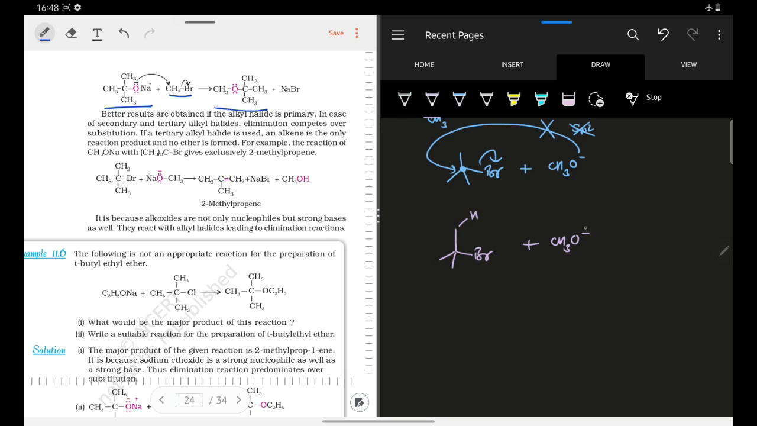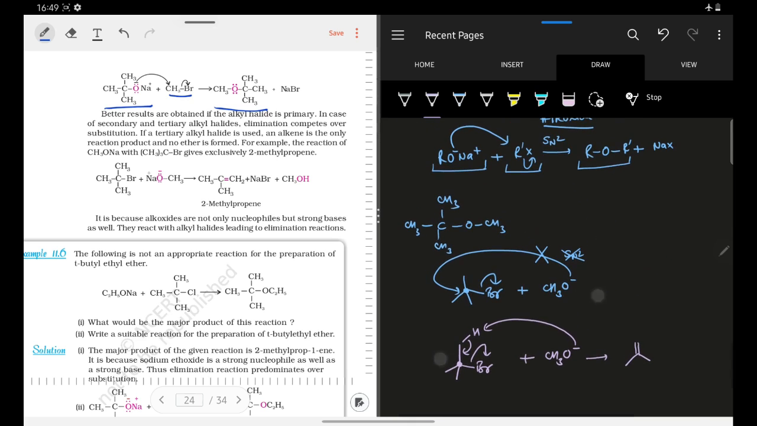What will this methoxide ion do? Instead of attacking the carbon atom, which is very hindered, it will easily abstract this proton, and this will lead to the elimination product, and the product formed would be this. So here your ether formation will not occur.